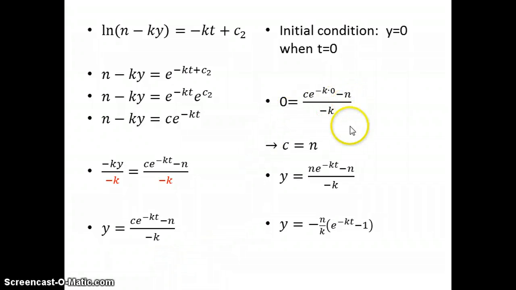This yields that c equals n. And we have the equation y equals n e to the negative kt minus n, over negative k. That's the function. We get a common factor n, and the negative k is a common factor outside. It's negative n over k times the quantity e to the negative kt minus 1.